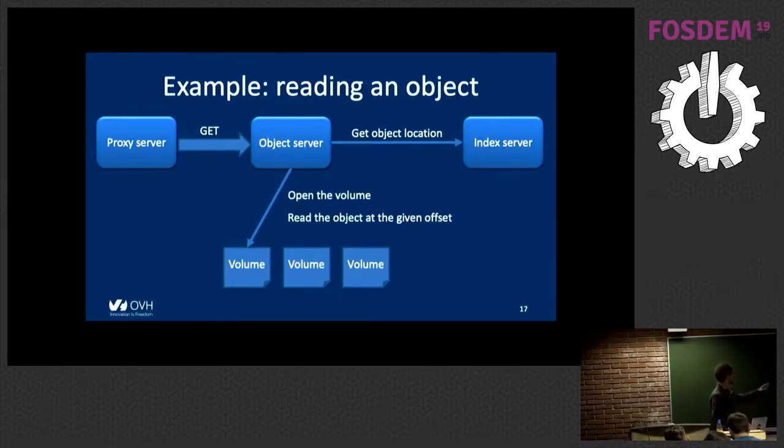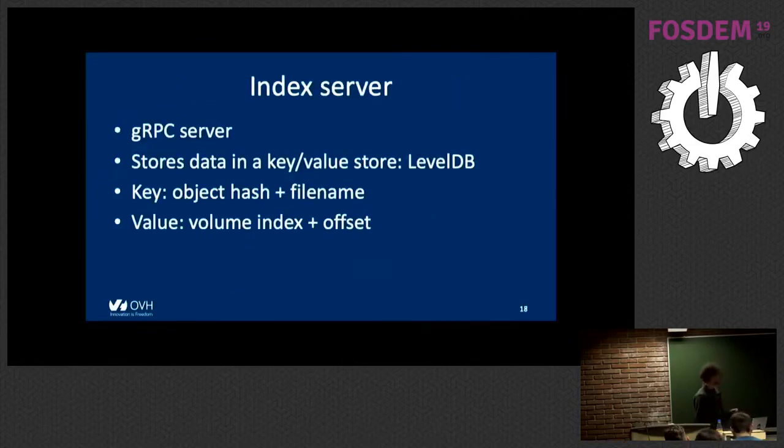So now we will zoom in on that new index server component here. It's a gRPC server. It's written in Golang. Again, it runs alongside the object server. It's the same failure domain, so it's on a single disk, basically. So if you have a machine with 36 drives, you will get several instances of that.